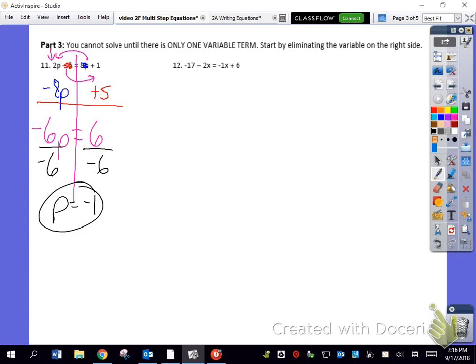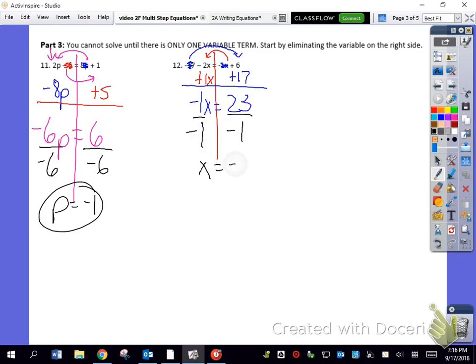On number 12, so I want the negative x to come over here. That's going to be plus 1x. And then I want negative 17 to move to the other side, so it's going to be plus 17, positive 17. Okay, that gets rid of those. So negative 2x plus 1 is negative 1x equals, and 6 plus 17 is 23. And then the opposite of multiplying is to divide. So you divide by whatever's in front. So x equals negative 23.